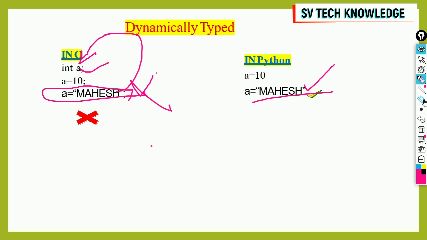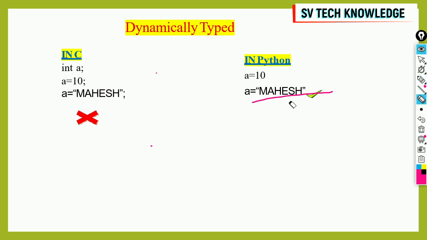Okay. This is dynamically typed and statically typed. C, C++, Java are statically typed and Python is dynamically typed. It is one of the good features in Python.